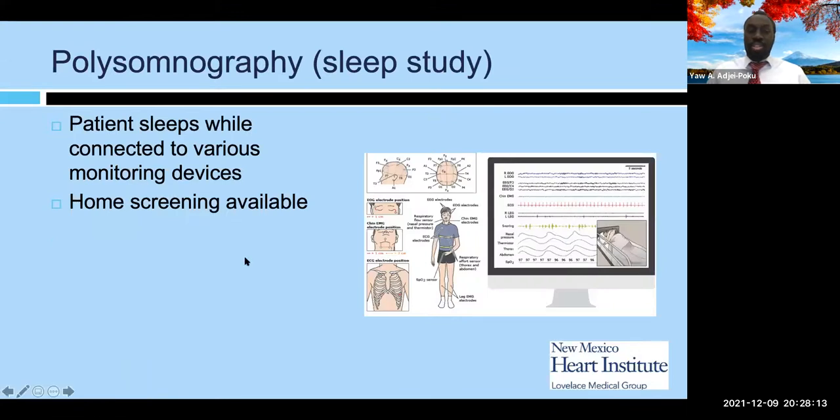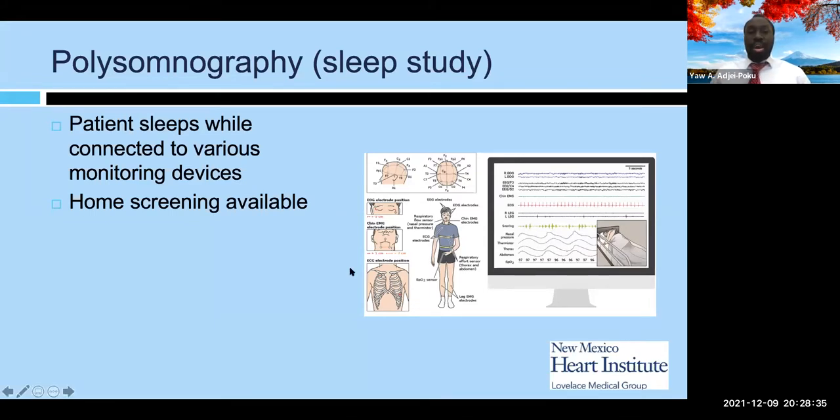A sleep study is the first test that can be performed in someone who has sleep apnea. So the patient sleeps while they're connected to various monitoring devices. There's an EEG that evaluates brain waves. They're connected to an EKG to identify any abnormal rhythms while they sleep.